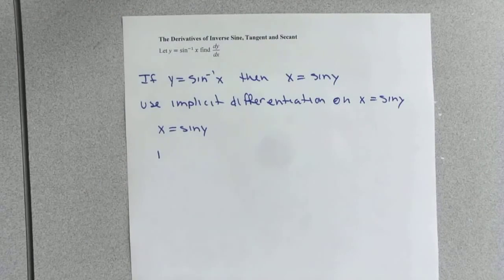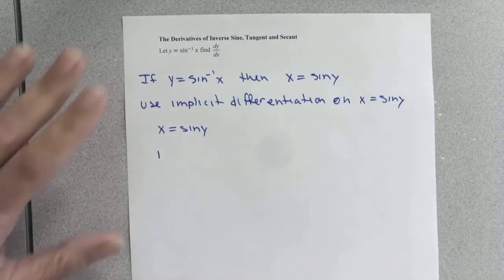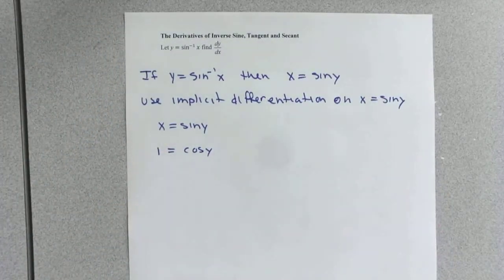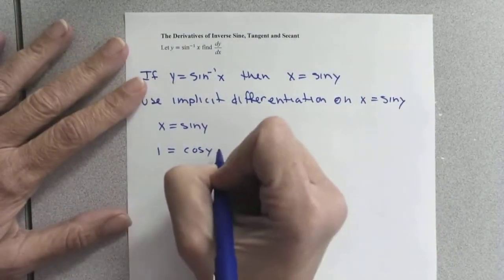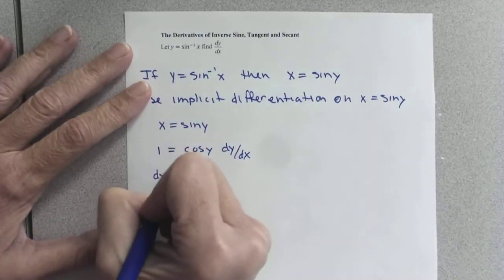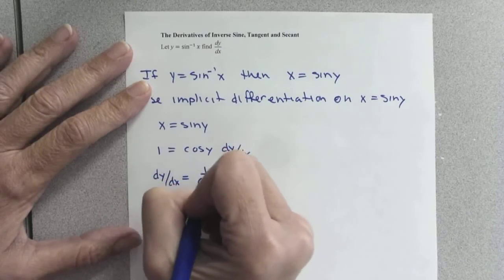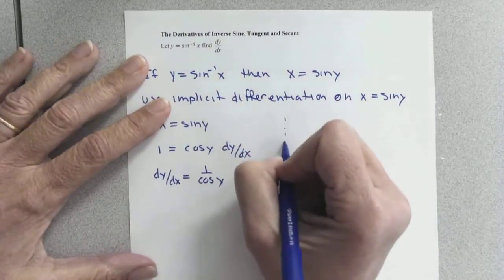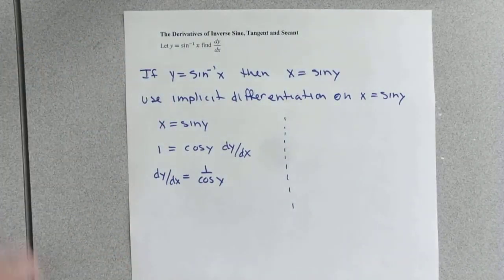Implicitly differentiate: the derivative of x is 1. Derivative of sine is cosine, but with implicit differentiation, the derivative of sine y is cosine y, but I just differentiated y, so I follow it by dy dx, which gives me dy dx equals 1 over cosine y. Now that's true, but that certainly isn't the formula we want. We want the answer to be in terms of x, not in terms of y. So we'll go over here and do a little bit more trigonometry.